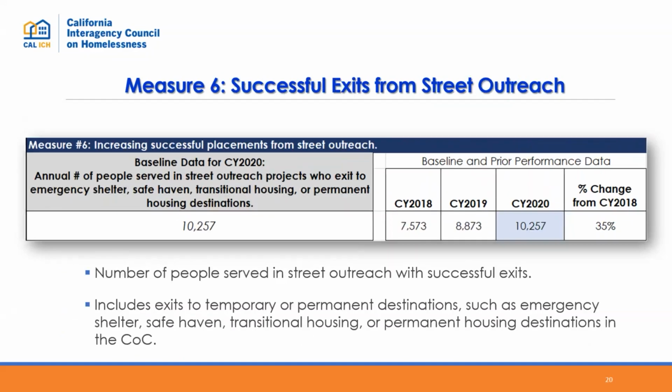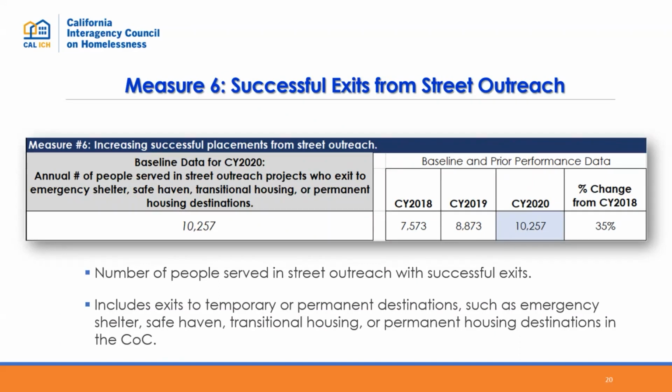Measure 6, successful exits from street outreach. Measure 6 reports successful exits from street outreach projects. For street outreach, successful exits are defined as an exit from a street outreach project to a permanent or temporary destination, including into emergency shelters, transitional housing, or certain institutional settings.